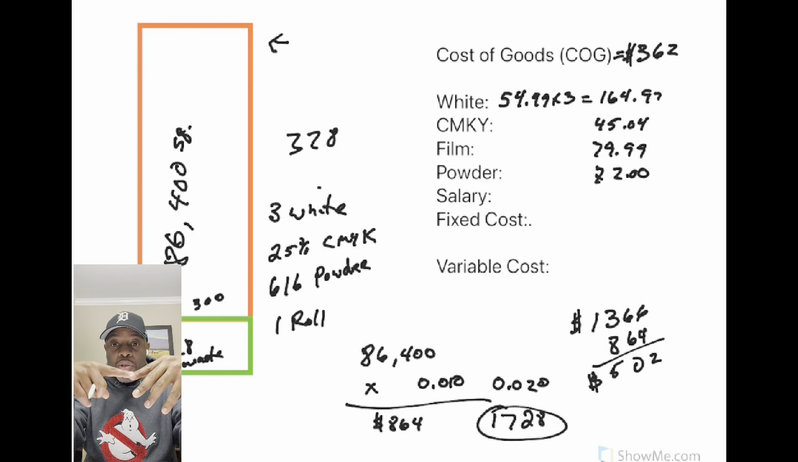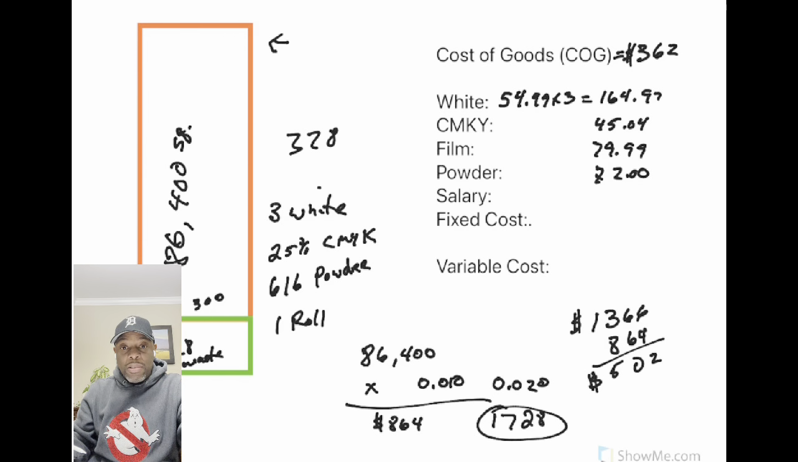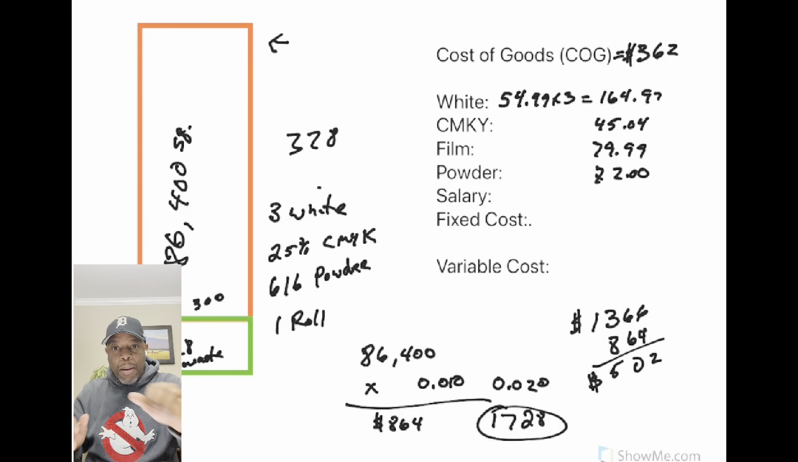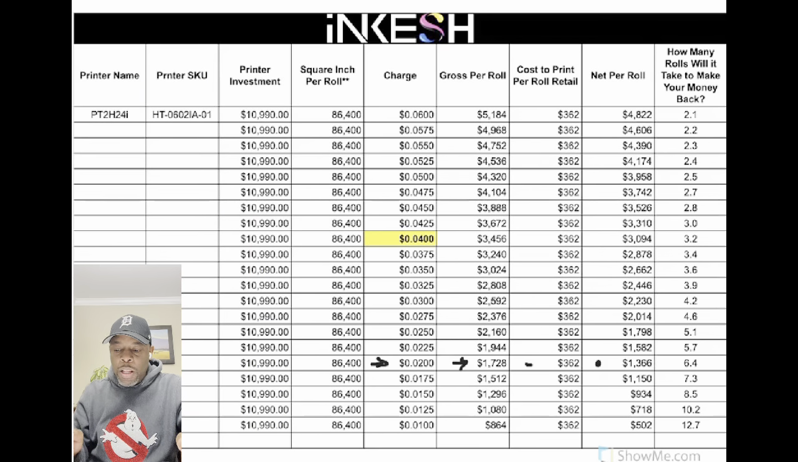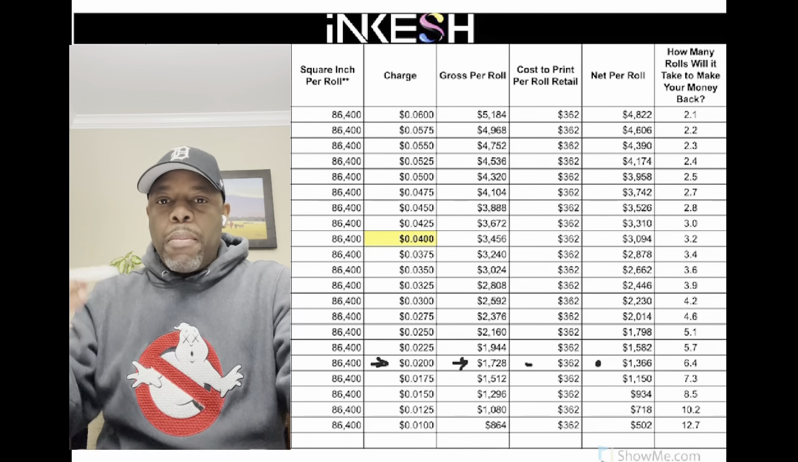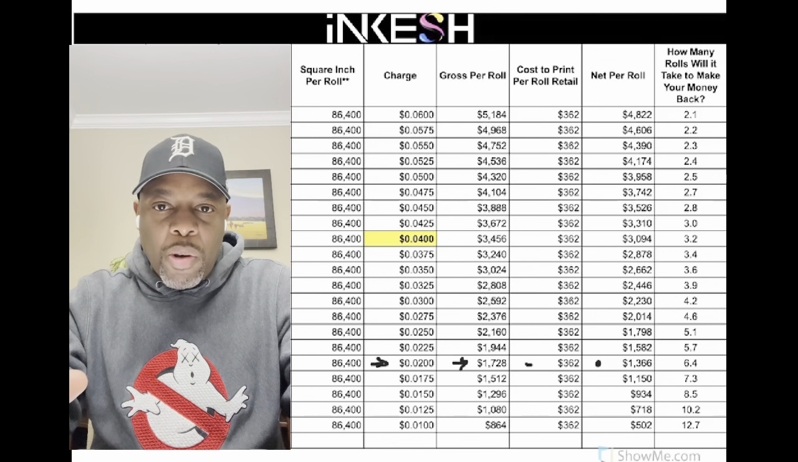How many rolls a week are you selling? How many rolls a month are you selling? Are you selling 4 rolls a month? So that's going to make that $2,000 that you're working with. Are you selling 8 rolls or 10 rolls? So now you start to get the idea of how much you would actually have to be selling to really make money at that price point. Let's go back and take another look. So that's at 2 cents per square inch. We recommend that you should be at 4 cents per square inch.